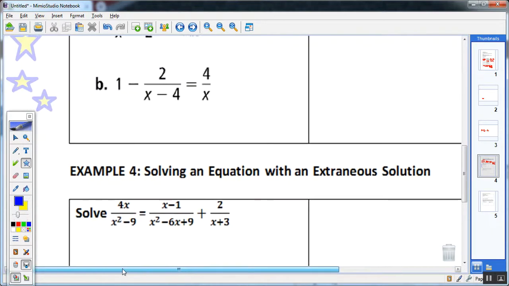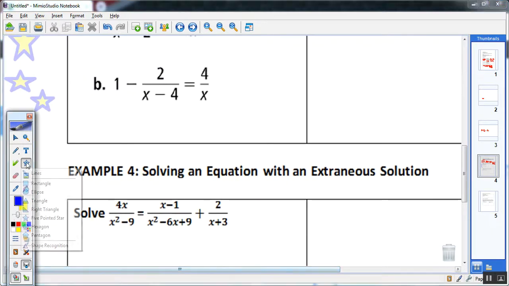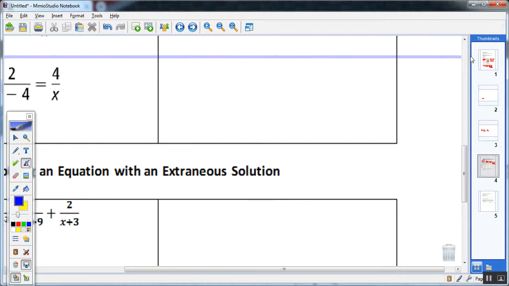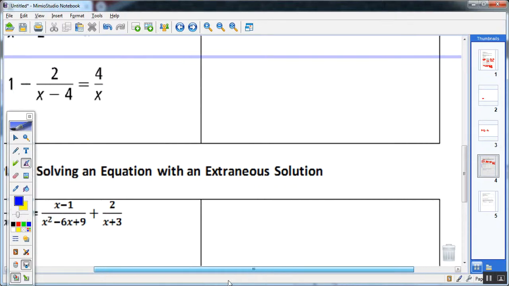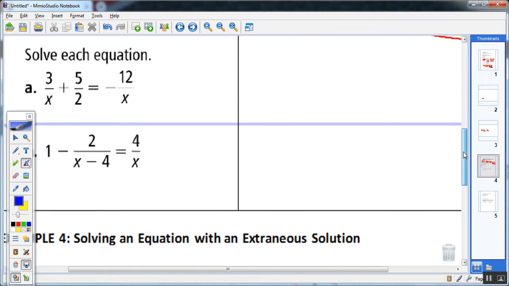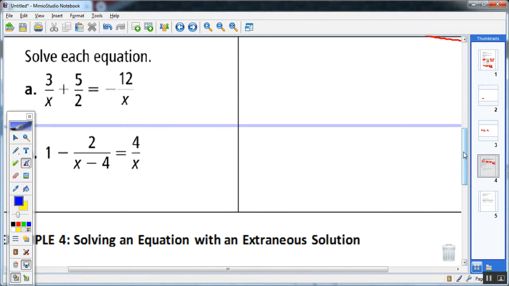Okay, I'm going to divide this like so. I think you should do the same thing here, kids. I'm going to divide this so I have room to work up top for A and work for the bottom. Okay, here we go.